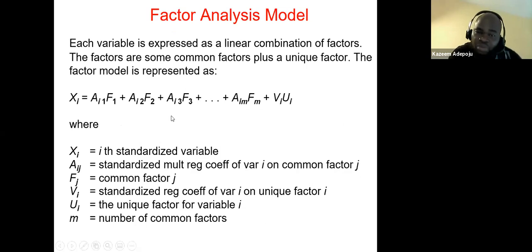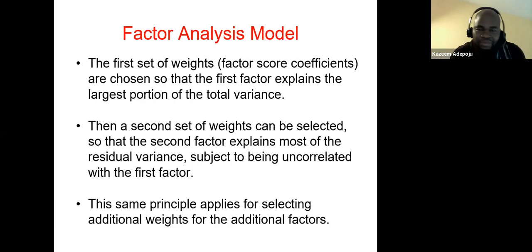But the way the model is actually going to be chosen, the first factor right here, we get the largest variance. That's exactly what I'm trying to talk about. So the first factor explains the largest portion of the total variance. Then a second set of weights can be selected, so that the second factor explains most of the residual variance, subject to being uncorrelated with the first factor.